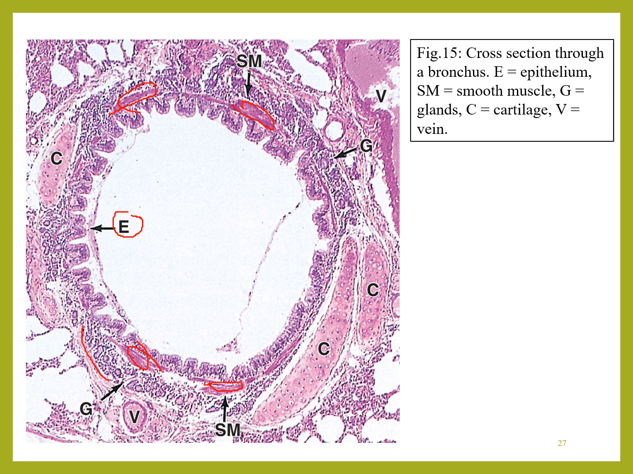Also, we can see the area where the glands are present. This is the submucosa. And here we can see the plates of cartilage. This is a plate of cartilage. This is another plate of cartilage. And here also we have another plate of cartilage. Now, since we can see plates of cartilage, this means that this is one of the smaller bronchi that are found inside the lungs. If the cartilage was a ring completely surrounding the wall, this means that the bronchus is one of the larger ones that are found outside the lung.